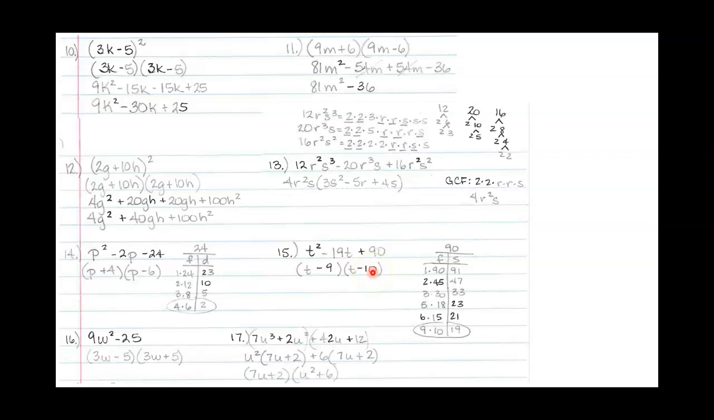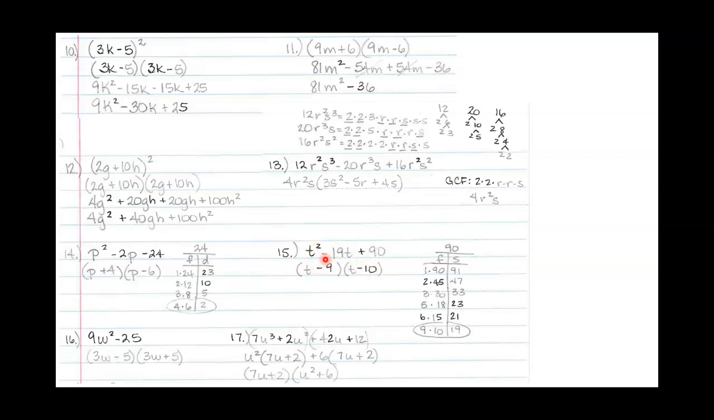I know my signs are going to be the same, either both positive or both negative. So what would I need to get a negative 19? Well, I would need a negative 9 and a negative 10. A positive 9 and a positive 10 would give me positive 19. So again, these signs are going to be the same, and they're going to be the same as the sign of this middle term.